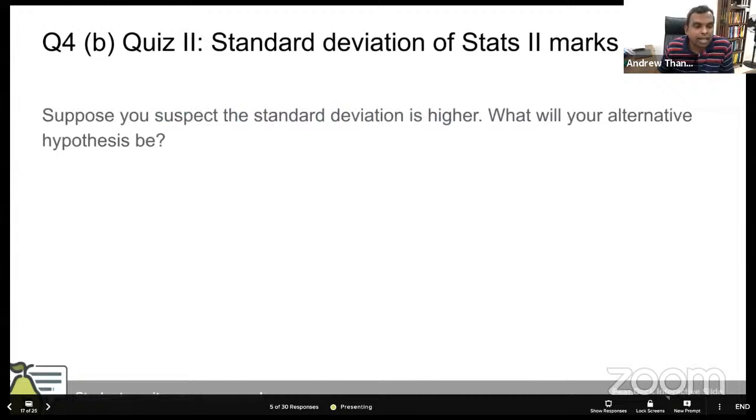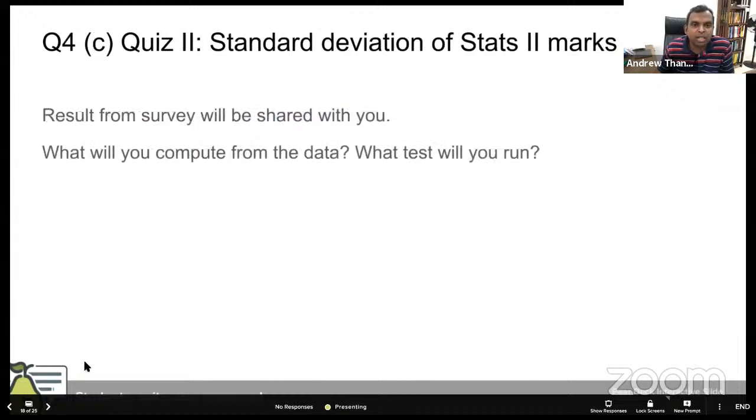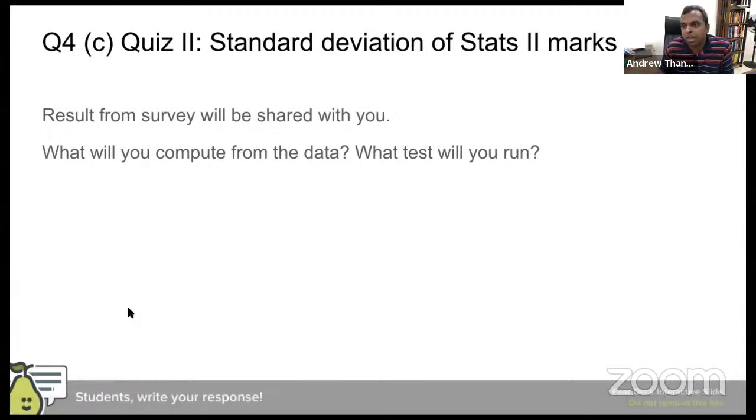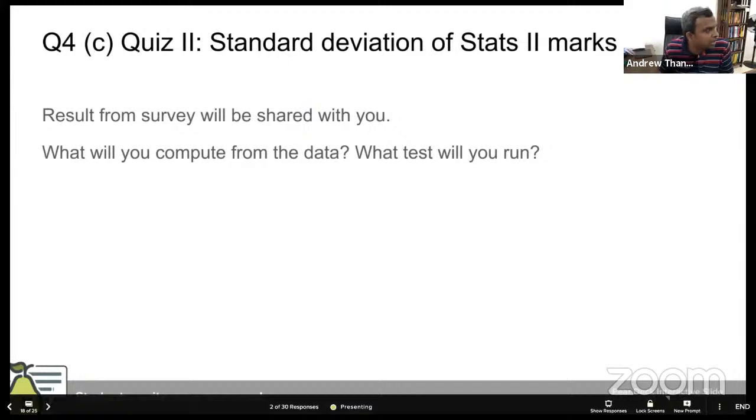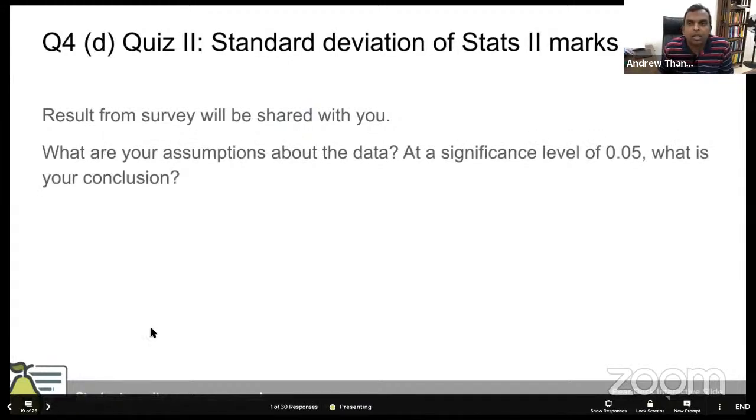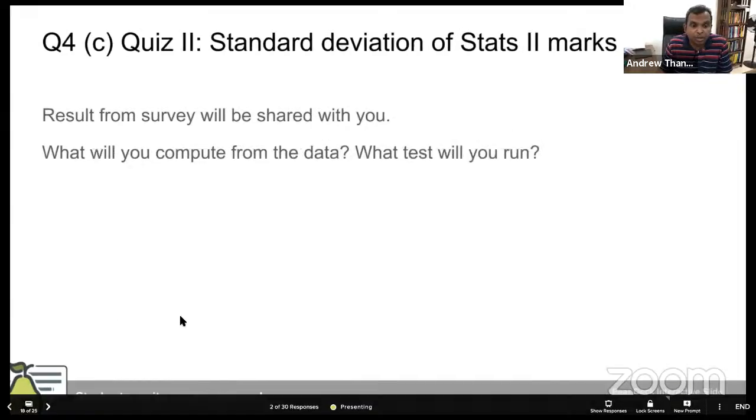Okay, and then you will put it to the test. What will you compute? From the 20 sample points that we got, you will compute the sample standard deviation, right? And then once you compute the sample standard deviation, you can go ahead and do the test. What test will you run, by the way? Let me come back to this. What test will you run?